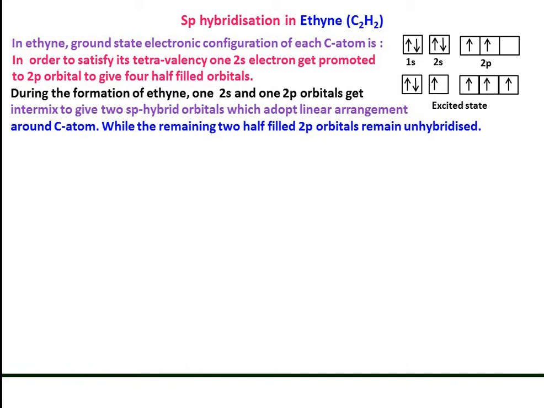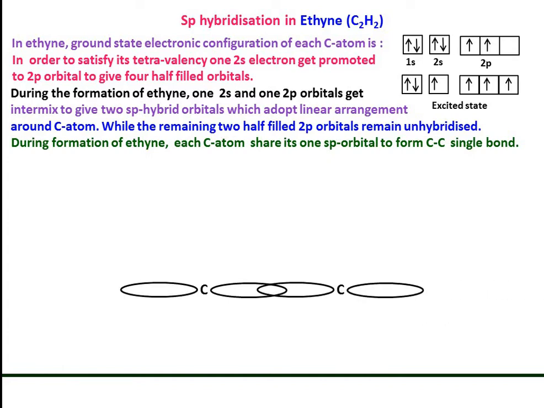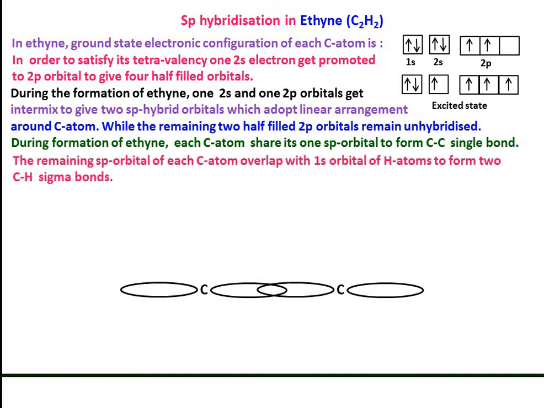orbitals remain unhybridized. So during the formation of ethyne, each carbon atom shares one sp orbital with the other carbon atom to form a carbon-carbon single bond like this. So these are two sp hybrid orbitals around one carbon atom. Both carbon atoms of ethyne share one sp hybrid orbital with each other to form a carbon-carbon sigma bond. The remaining sp orbital on each carbon atom overlaps with the 1s orbital of a hydrogen atom to form two CH sigma bonds, one with each carbon atom.